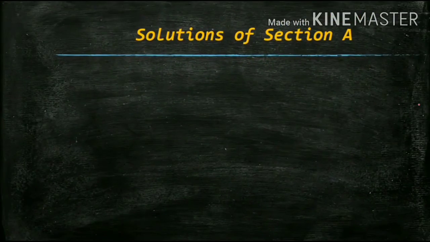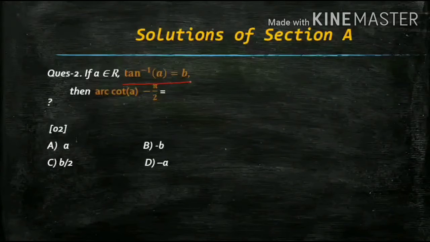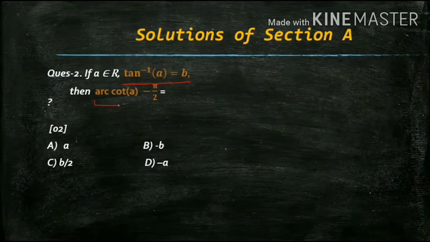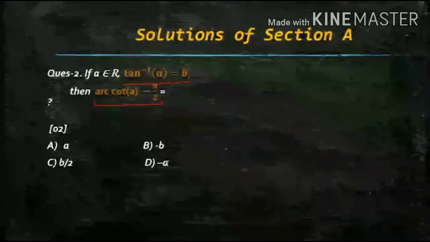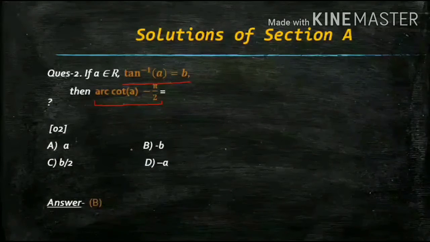Now let's move to the next question. Question number 2. If A belongs to R, that means A is a real number, and tan inverse of A is B, then you have to find the value of cot inverse A minus pi by 2. Options given to you were A minus B, B by 2 and minus A. So let's look at the answer first, which is of course minus B.